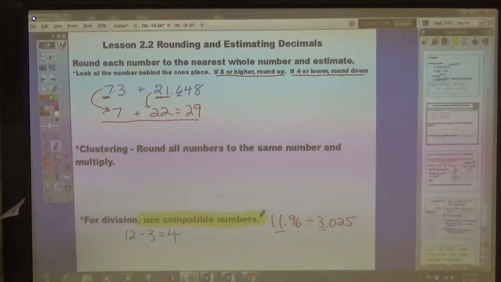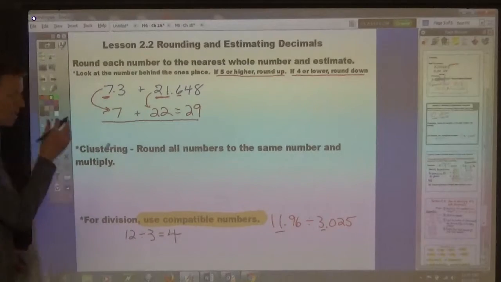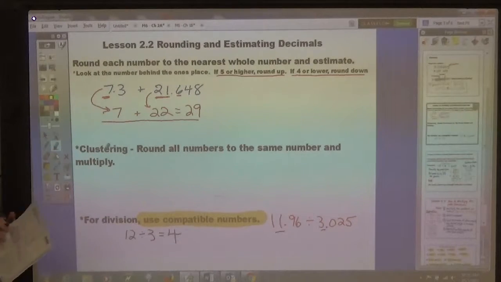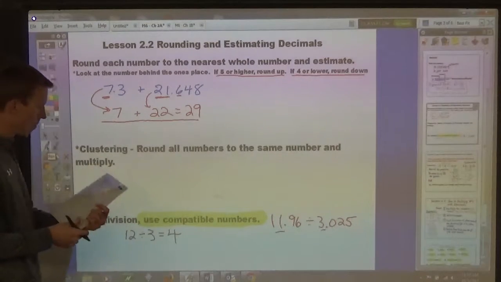How about, let's see, how about multiplication? Clustering is again the same as before. That's rounding the numbers to the same number and then multiplying. But on your worksheet, I don't see any that you have to use clustering for. Okay? So let's go to some multiplication.